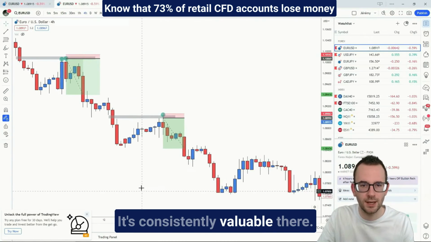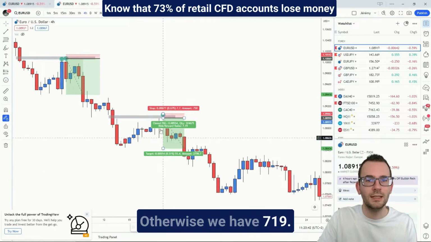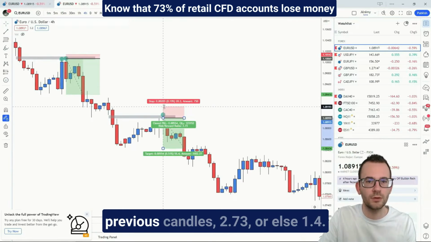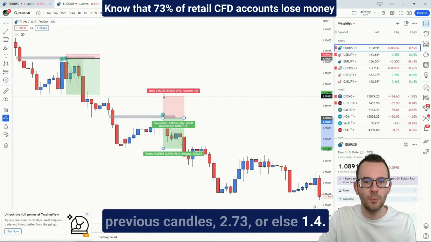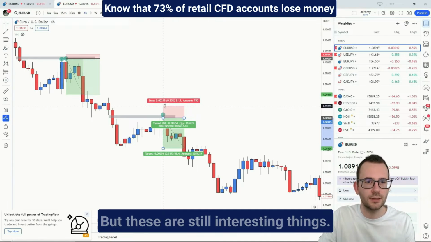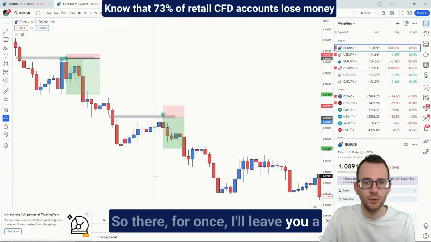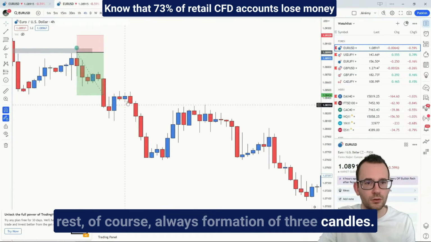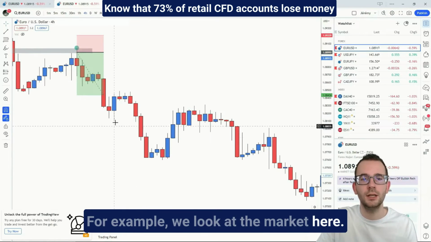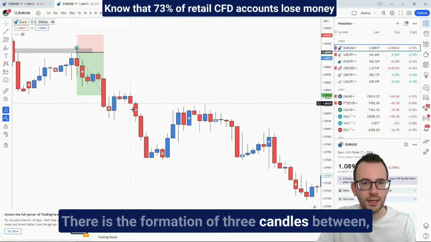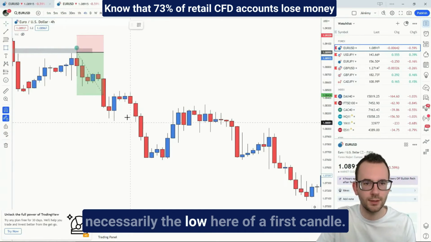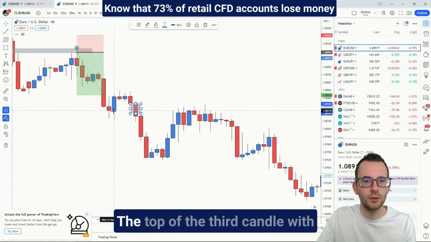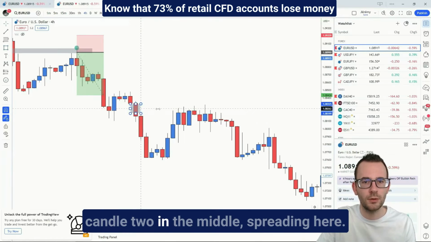It's consistently valuable. There, otherwise we have 7.19. Likewise, if we look above the previous candles, 2.73 or else 1.4, but these are still interesting things. So there, for once, I'll leave you a little bit above, and we will see the rest, of course, always formation of 3 candles. For example, we look at the market here. There is the formation of 3 candles between necessarily the low here of a first candle, the top of the third candle with candle 2 in the middle.